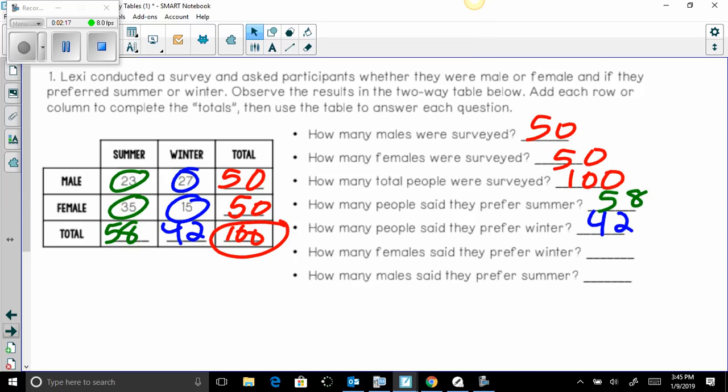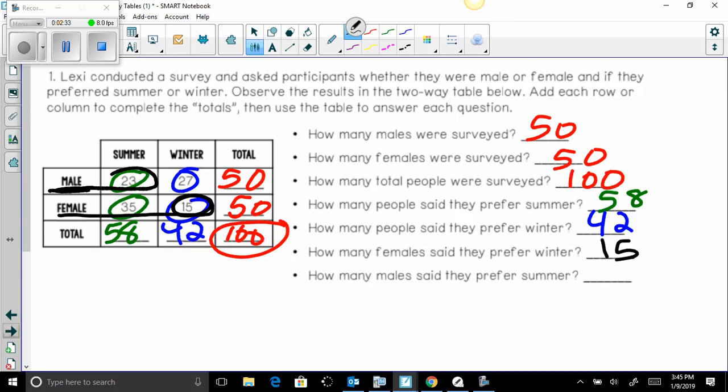How many females said they preferred winter? Females that preferred winter. So females go over to the winter column and I get 15. How many males said they preferred summer? Males are here and summer is right here. So I get 23.